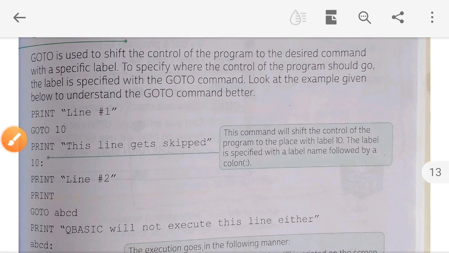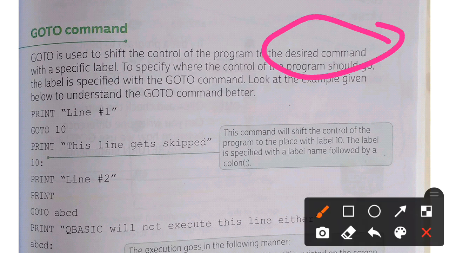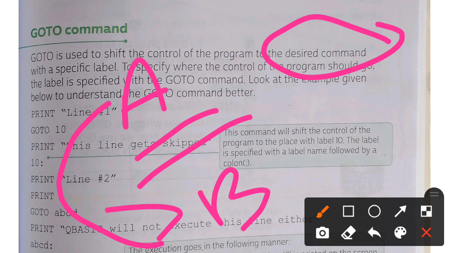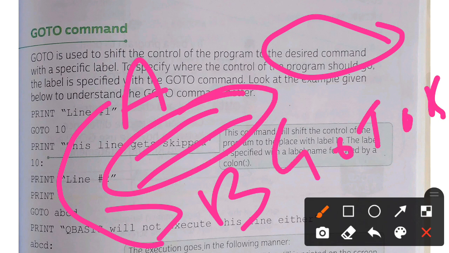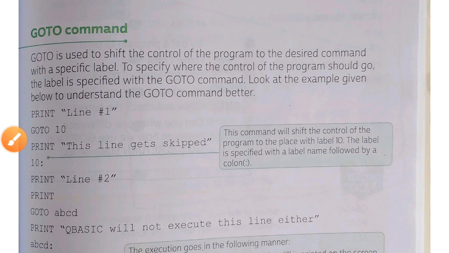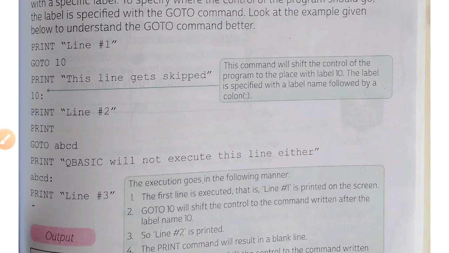Go to is used to shift the control of the program to the desired command, the command that you require. अगर if you have many commands and then you want to go to B, then you will type simply go to B. So these two statements will be skipped, with a specific label. To specify where the control of the program should go, the label is specified with the go to command. Look at the example given below to understand the go to command better.